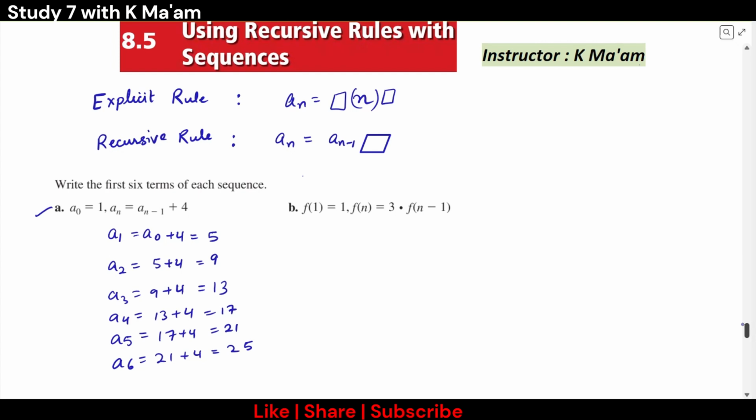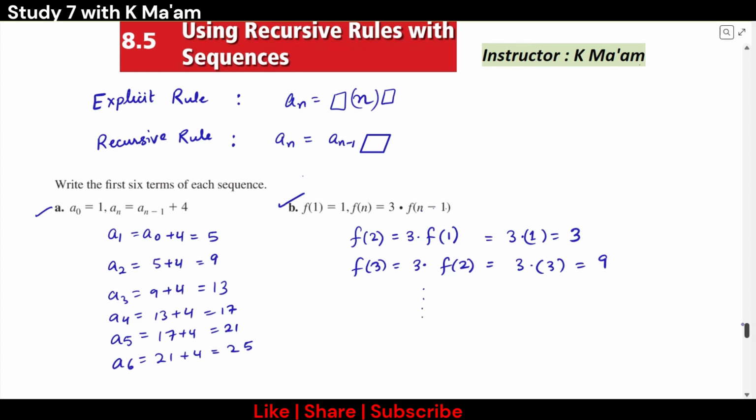Okay, done. B part, f of 1 is already provided, so we have to start with f(2). f(2) equals 3 times f(2 minus 1), f of 1, times 3. It is 3. f(3) is equal to 3 times f(3 minus 1), f(2), and f(2) is 3. So it is 9. You can calculate the next terms accordingly.